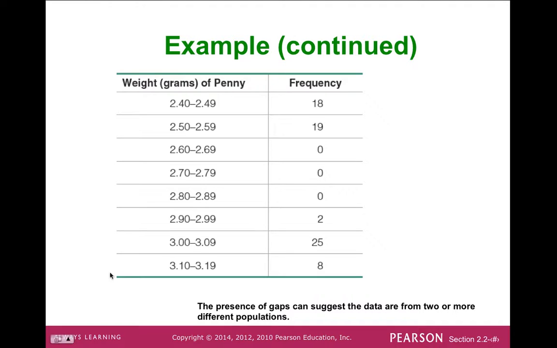You can see the different classes, so 2.4 to 2.49 grams, and so forth and so on, and the frequency of pennies that fell within each. Something you might notice here is that you have a gap right here. From 2.6 to 2.89, there were no pennies that fell into those weight ranges. Normally you may just chalk that up to chance, but in the case of a major gap like this, it actually suggests that the data might be from two or more distinct populations. So let's try to understand why that is.